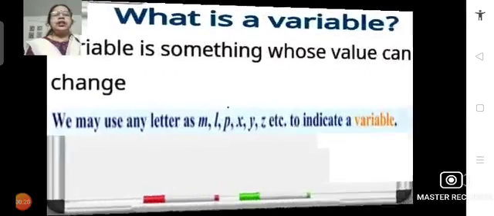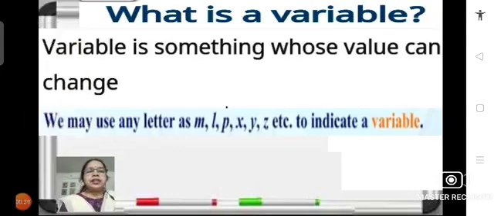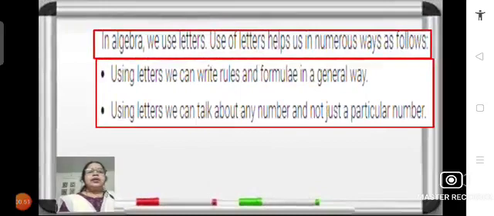Children, we have learnt that algebra is the branch of mathematics where we use letters, and these letters are called variables, isn't it? And what is a variable? It is something whose value can change. Okay. So, it is a number, but its value can change. So, we can use letters M, N, L, P, X, Y, Z, etc. to indicate a variable.